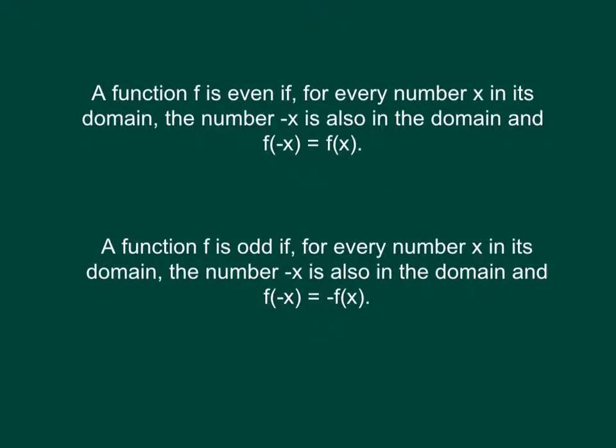So the definition for these two is, for even, a function f is even if for every number x in its domain, the number negative x is also in the domain, and f of negative x equals f of x. A function f is odd if for every number x in its domain, the number negative x is also in the domain, and f of negative x equals negative f of x.